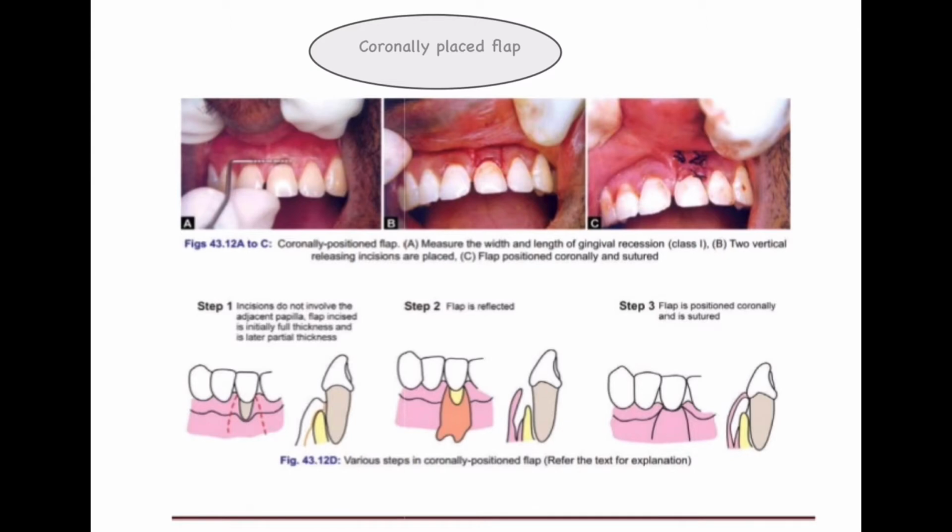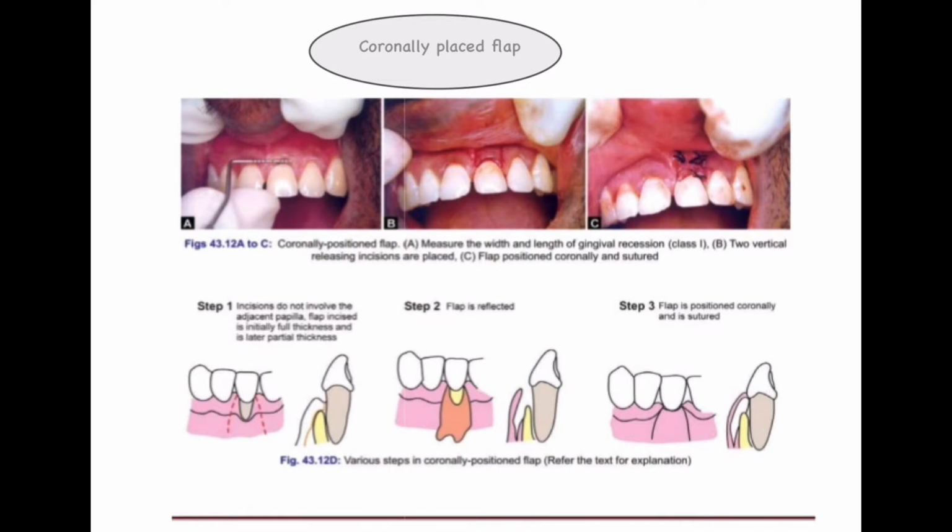Okay, so figure A, B and C are basically showing you the clinical pictures as to how it is looking in the oral cavity. So in the first figure A we are seeing the recession. Okay, we are measuring the amount of recession which has occurred. In figure B we are placing two vertical incisions which are also called the releasing incisions, and in figure C we are placing the flap coronally, that is towards the crown.